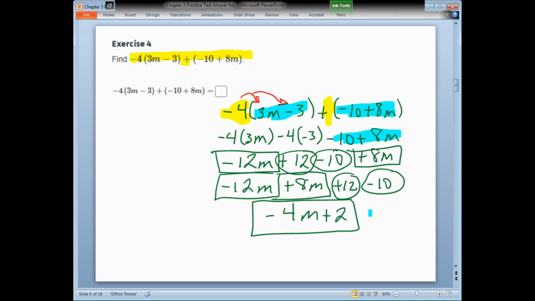12 minus 10 is 2. Are there any parentheses? Are there any like terms? No. So this is in simplest form.